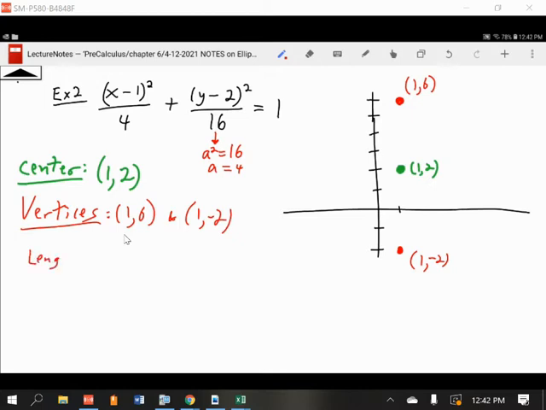What's the length of the major axis? That will be 2 times a, which is 2 times 4, which is 8.